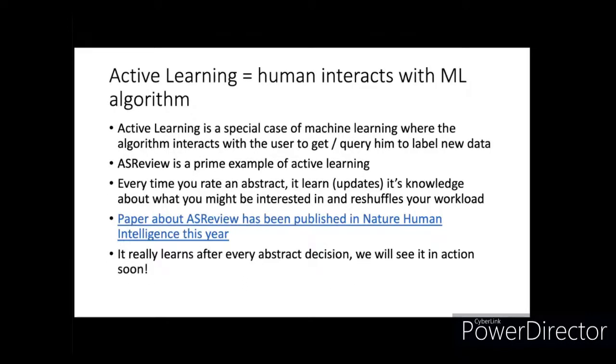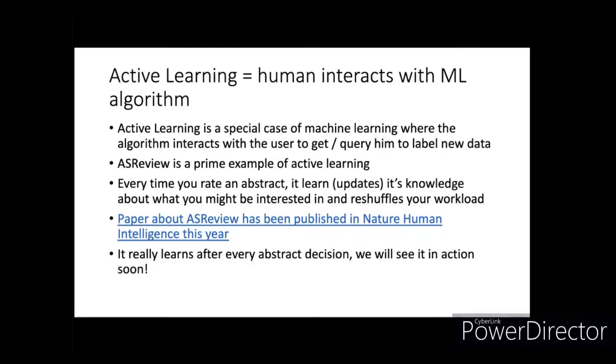Active learning is a subfield of machine learning where a human actually interacts with the machine learning algorithm. It is a special case of machine learning where the algorithm interacts with the user, querying them to label new data. So it basically asks you: do you like it or not? Is this relevant or not? And you say yes or no. Or is this an apple or not? Is this a banana or not? And based on the response you provide, it's learning itself.